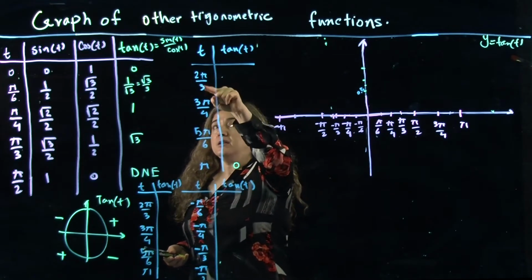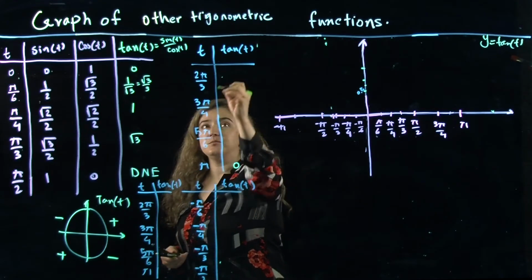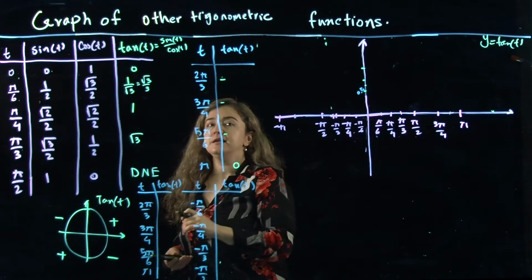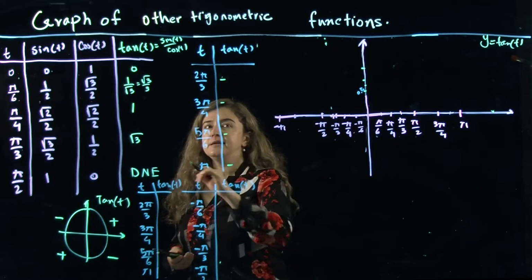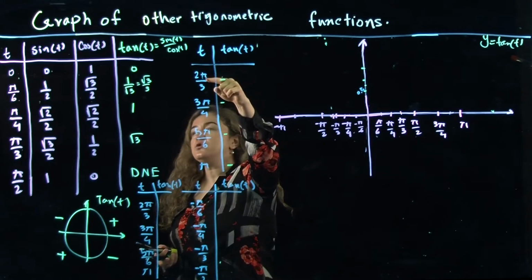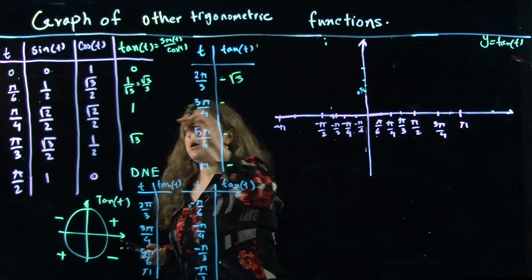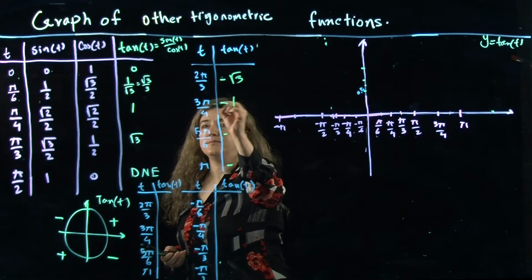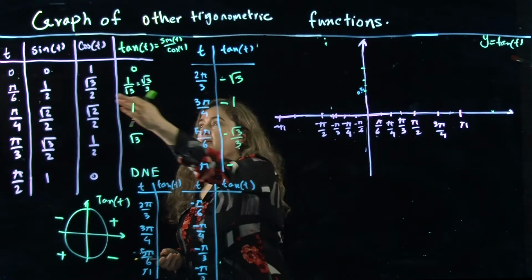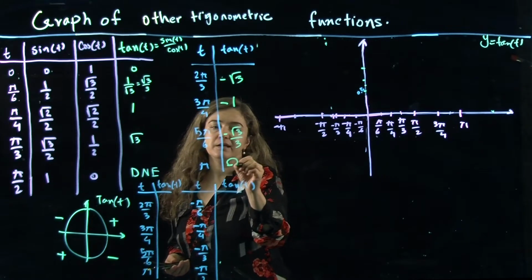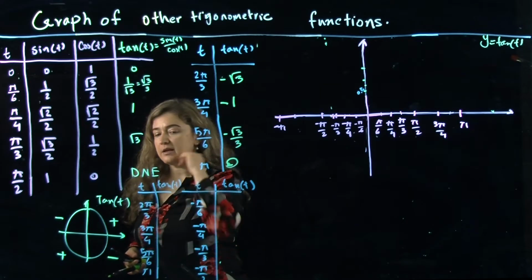So now, 2 pi third, I know these are the values in the second quadrant. They all have to be negative. I put in the negative sign, and then I calculate the values. And so 2 pi third should be negative square root of 3. 3 pi fourth, I get a negative 1. For 5 pi sixth, I get negative square root of 3 over 3. For pi, I get 0, so the negative doesn't matter.